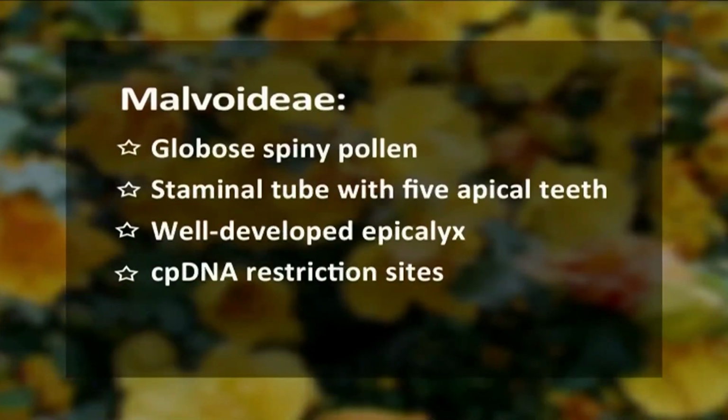The monophyly of Malvoideae, the largest of all the subfamilies, is supported by having globospiny pollen, a staminal tube with 5 apical teeth, and also a well-developed epicalyx. Also, the chloroplast DNA restriction site data support its monophyly. Within this Malvoideae, as I mentioned, this is the largest subfamily within the family Malvaceae.